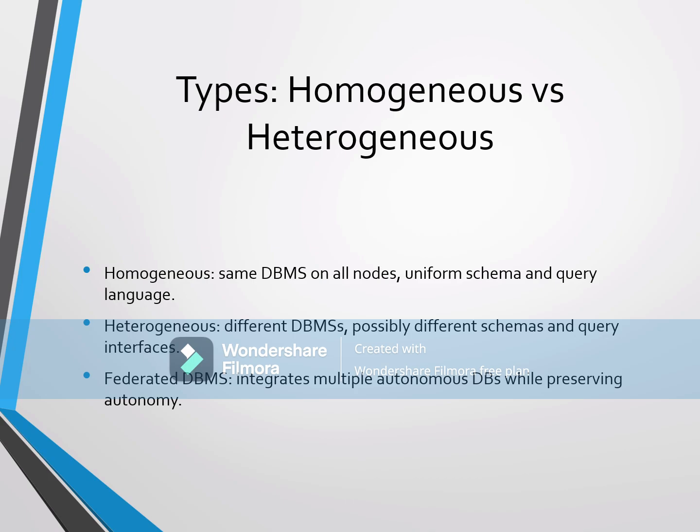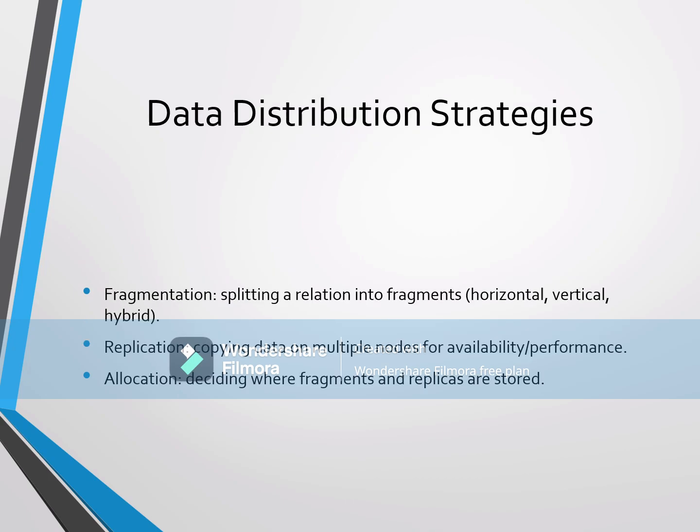Each type involves trade-offs. Homogeneous deployments are operationally simpler and easier to optimize, while heterogeneous and federated setups offer flexibility and incremental integration at the cost of more complex query translation and metadata mapping.